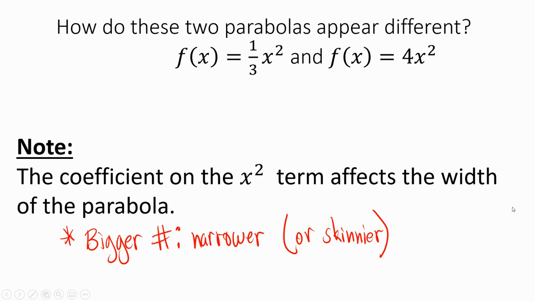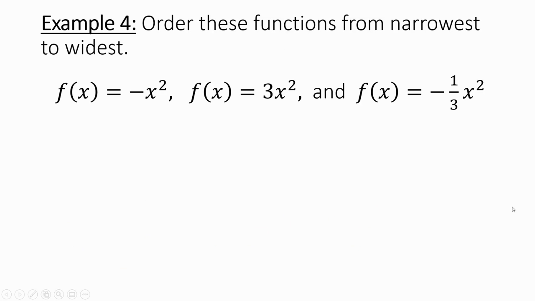All right, hopefully you're ready to move on. So we have 2 examples that are going to ask us to do this. Order these functions from narrowest to widest. So go ahead and write it down, and then we'll talk through this one together. So what we need to do is look at the coefficients on our x squared terms. So we know what the negative does out front, right? The negative just flips it upside down, and that is not going to affect how wide it is. So we can just ignore the negatives, if there is one, for right now. So we're just looking at what the coefficient is.